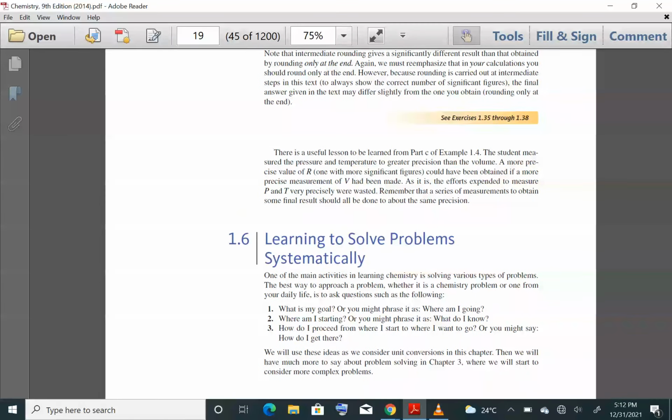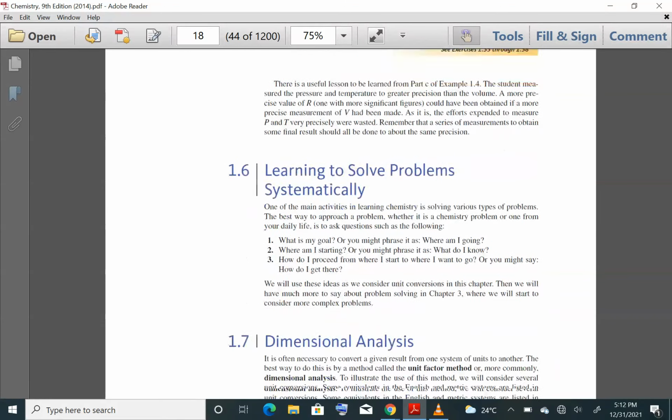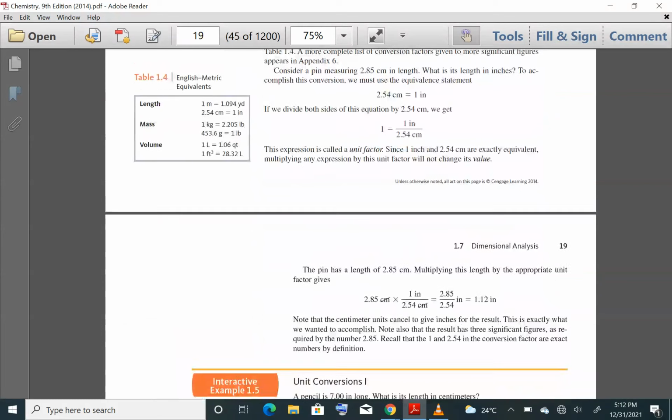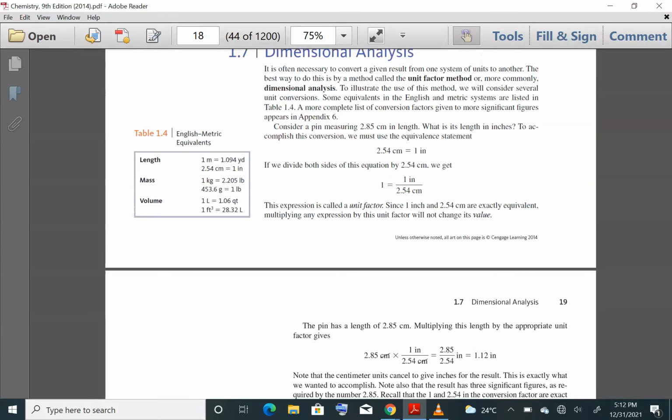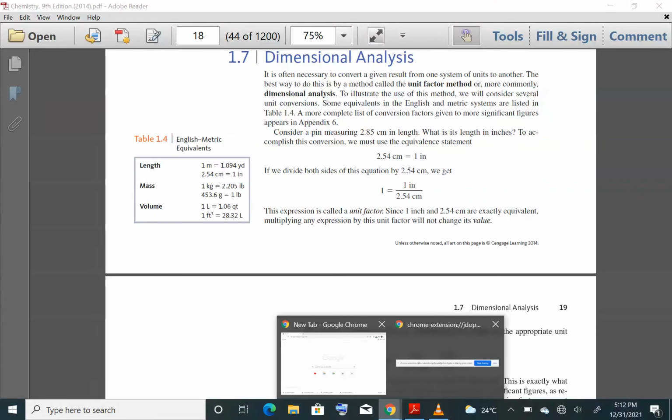The next part will be talking about conversions, and then we'll talk about density. So follow the next videos.